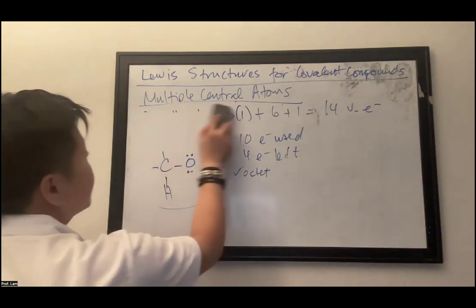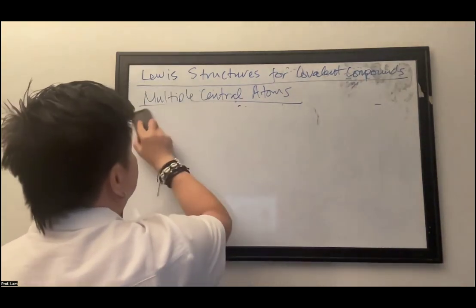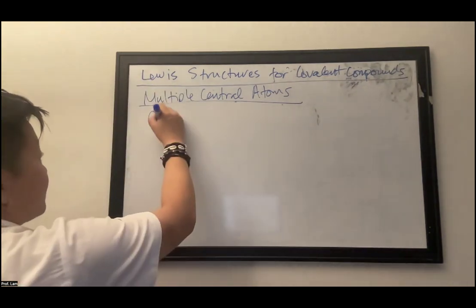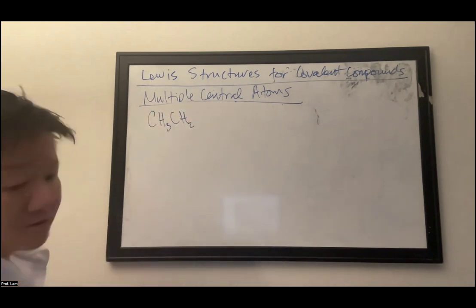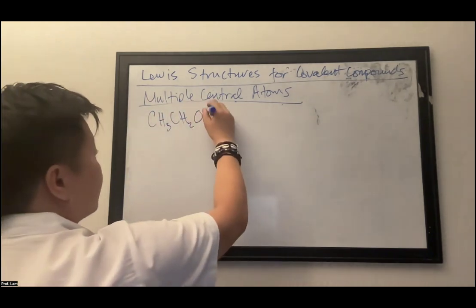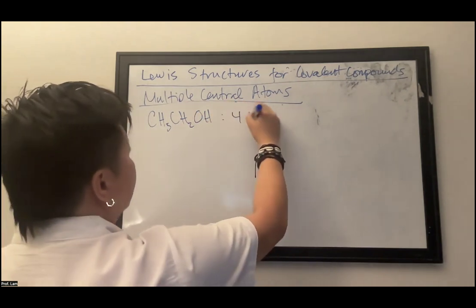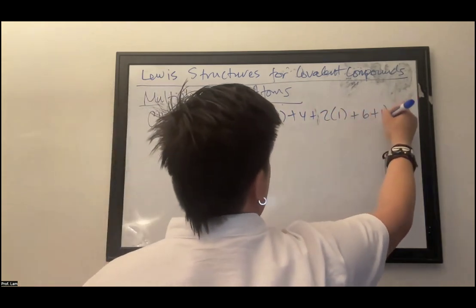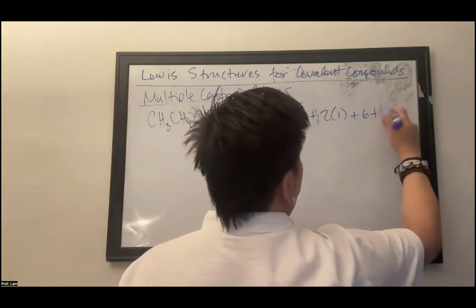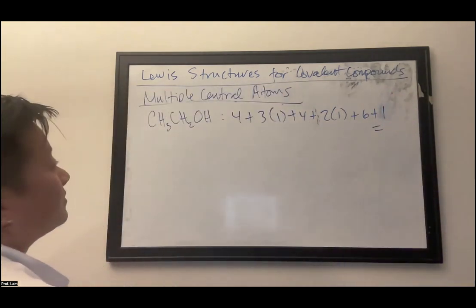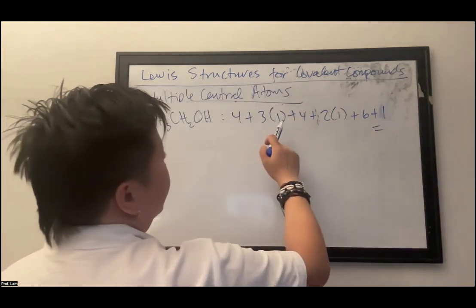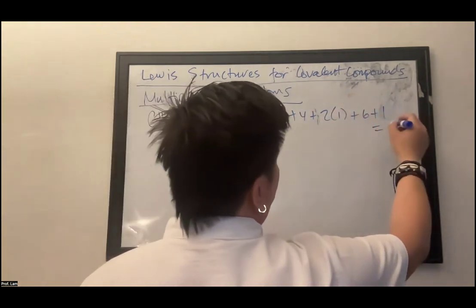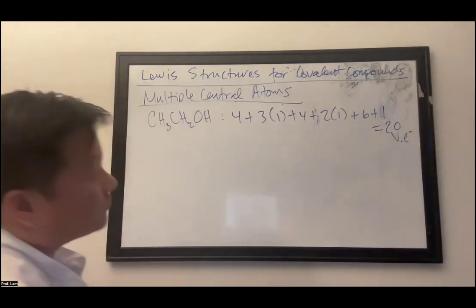Okay, let's move on. CH3, CH2, OH. So valence electrons, 4 plus 3 times 1, plus 4 plus 2 times 1, plus 6 plus 1, is equal to 7, 11, 13, so it's 20 total.